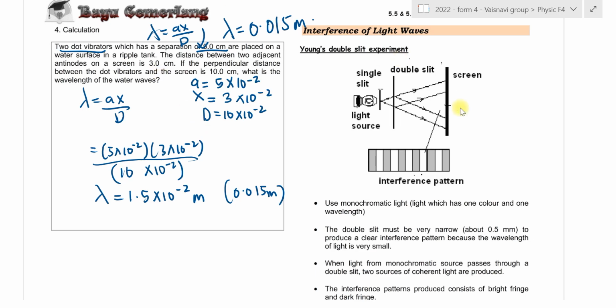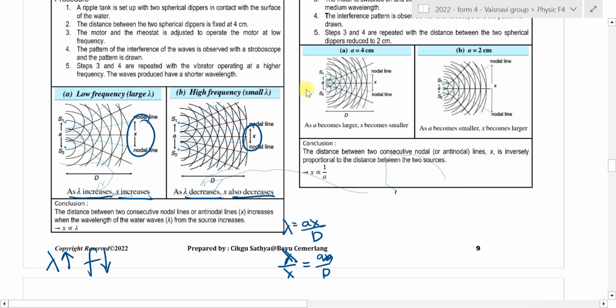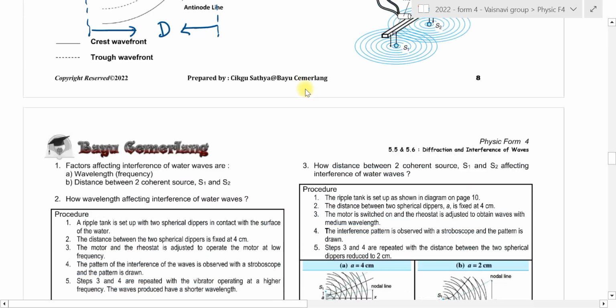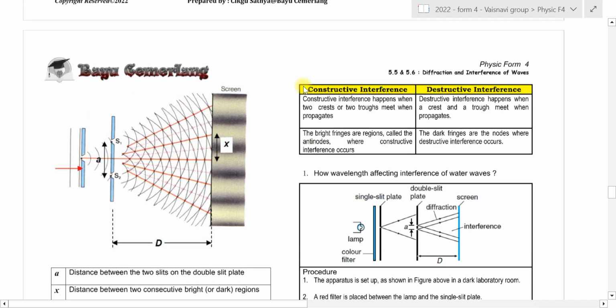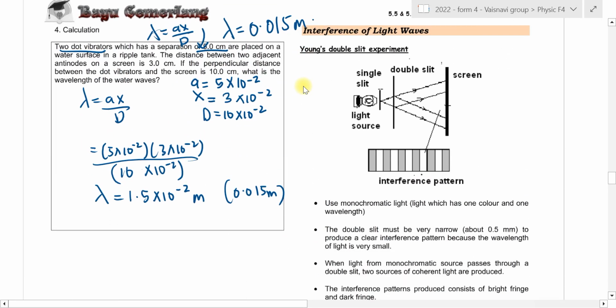Okay, so last class we already studied about interference of water wave. Okay, let me go through with the interference of light wave.